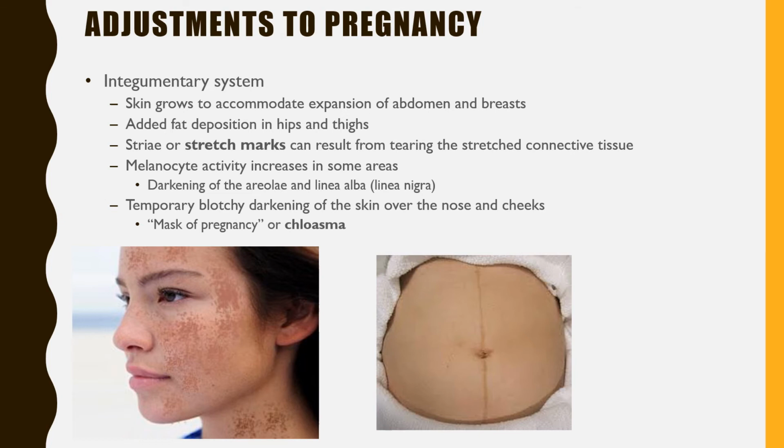This also triggers some melanocyte activity, which can increase in certain areas of the body. So we can sometimes see that in the darkening of the areolae around the nipples, as well as in the linea alba, sometimes referred to as the linea nigra, which you can see in the picture down here. Temporary blotching, darkening of the skin over the nose and cheeks, which looks like this. Sometimes referred to as the mask of pregnancy or chloasma.